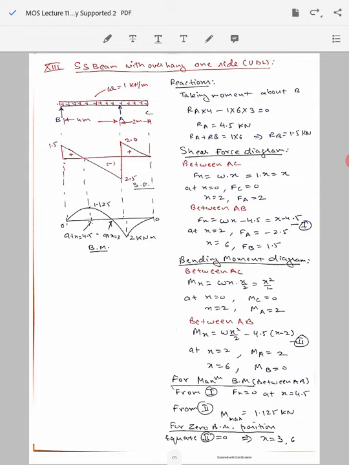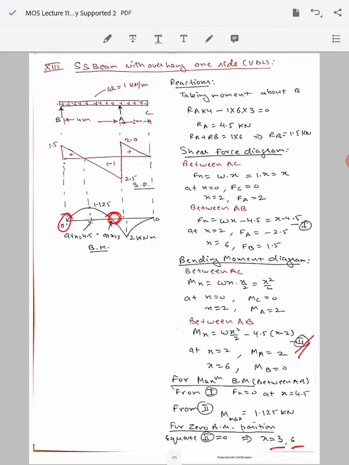Now you see the bending moment is also getting 0 somewhere in this span. You can obtain the value of x where it is 0 by equating equation 2 to 0. When you equate equation 2 to 0, you get two values of x. One is x equal to 3 and another is x equal to 6. So x equal to 6 is this point, and x equal to 3 is the point here. So at this point the bending moment will be 0 again.